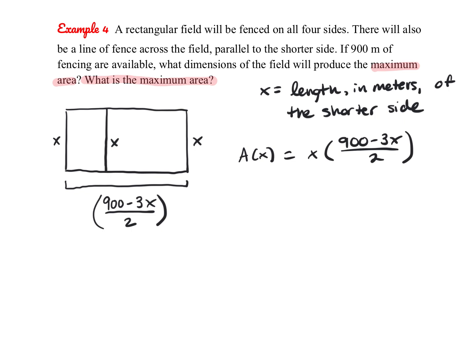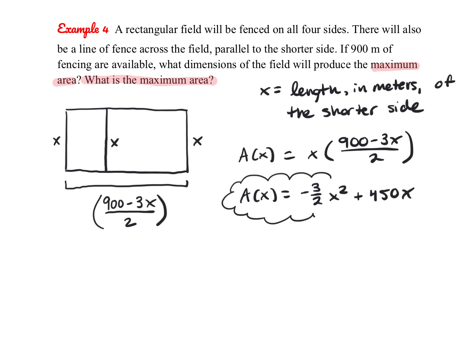So this is a quadratic equation. So here we have A of x equals negative 3 over 2 x squared plus 450x. So I just simplified this equation a little bit. And so now this is my quadratic model.